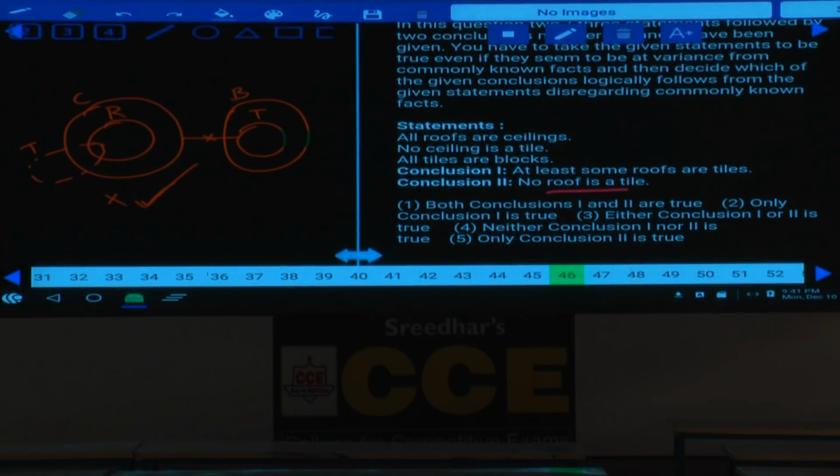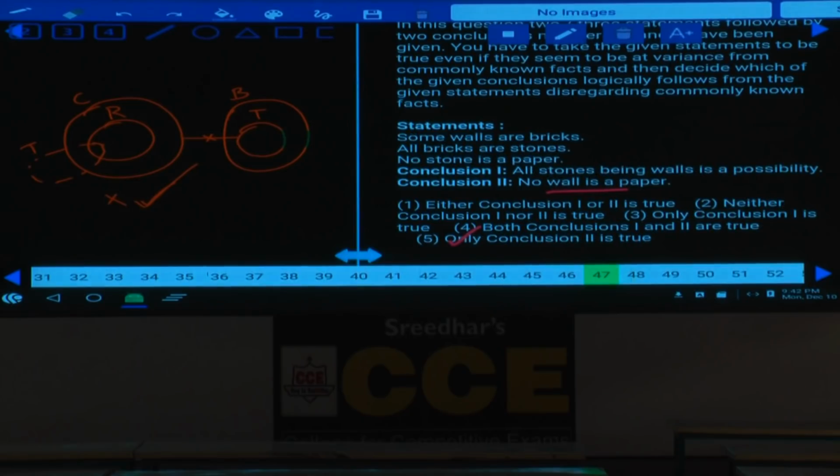Then what is your answer here? Only conclusion 2 follows, that is choice 5. And 46, choice 5 is the answer. Then 47.